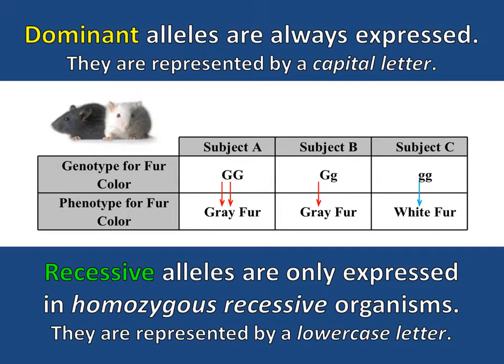All right, so let's move to number 5. Which alleles are always expressed? And the answer is dominant alleles. Remember, dominant means strong, okay? Those are the alleles that want to take charge. It will always, always beat the recessive allele. So number 5, the answer is dominant.